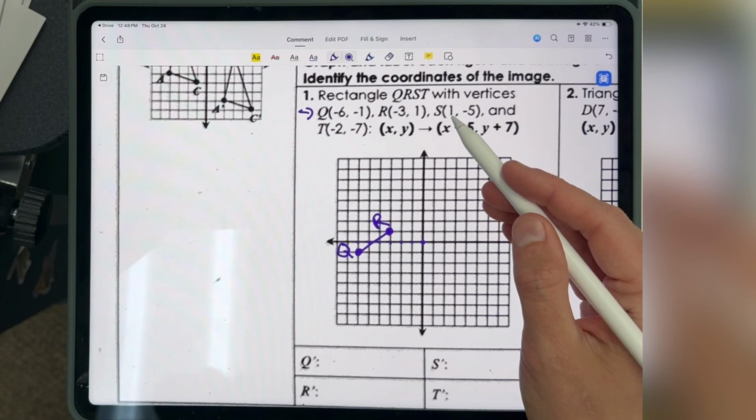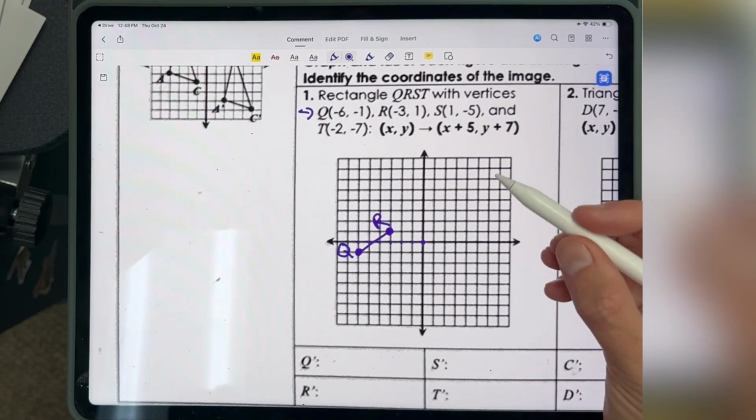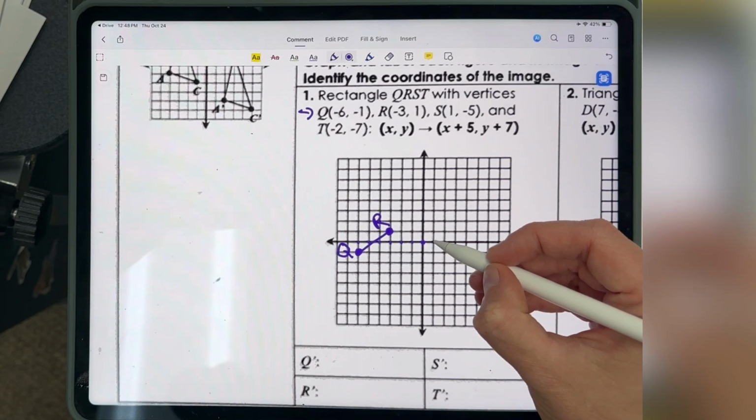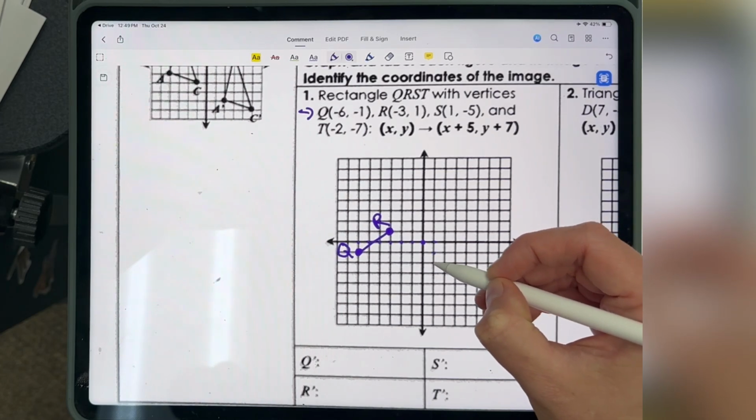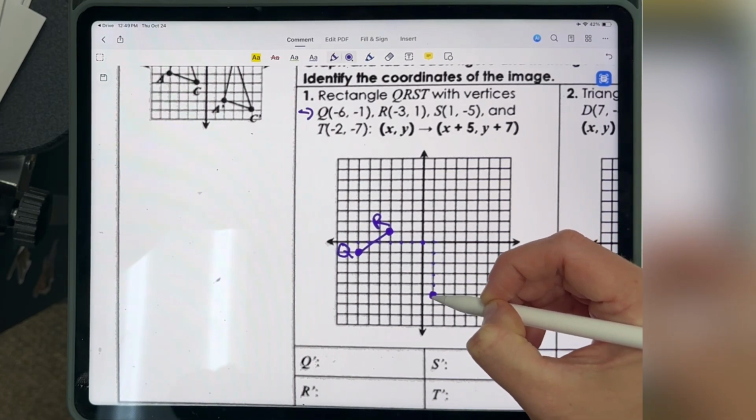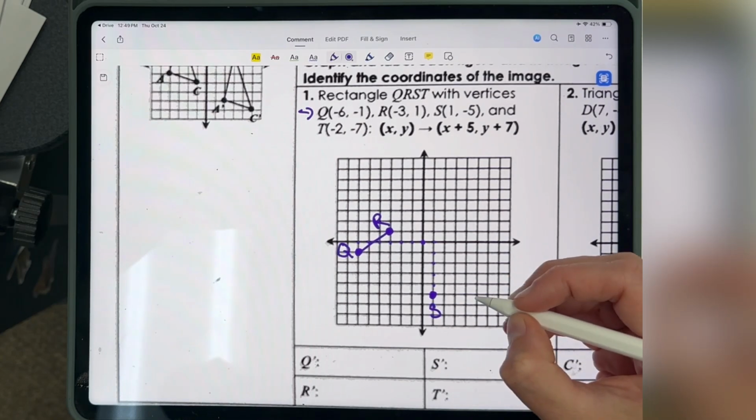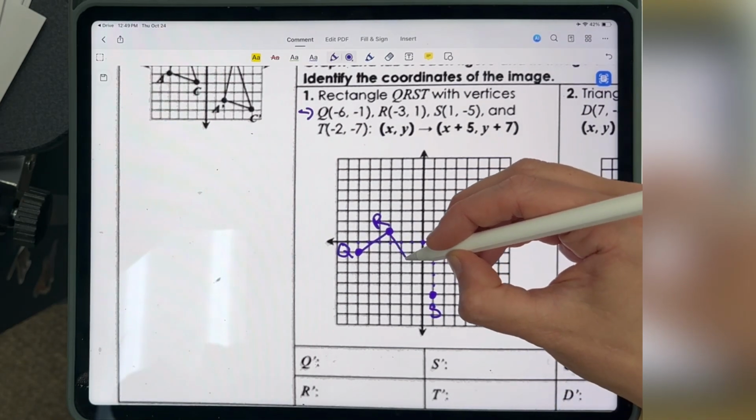Okay, the next one is at 1 on the x-axis and down 5 on the y-axis. So start at 0, go over to the 1 to the right, and down 1, 2, 3, 4, 5. Okay, and that is the letter S. Connect that to R.